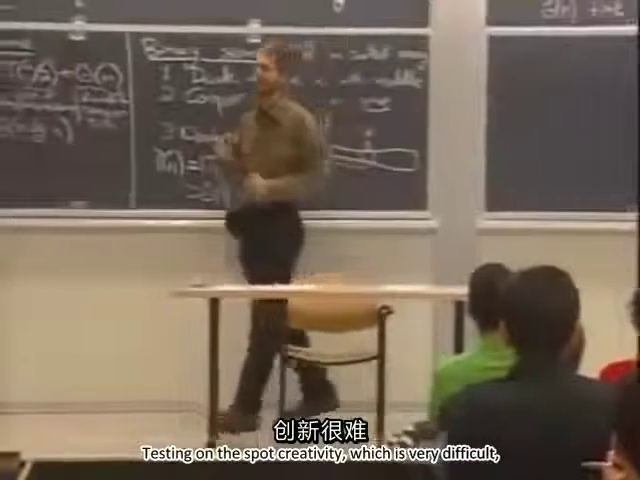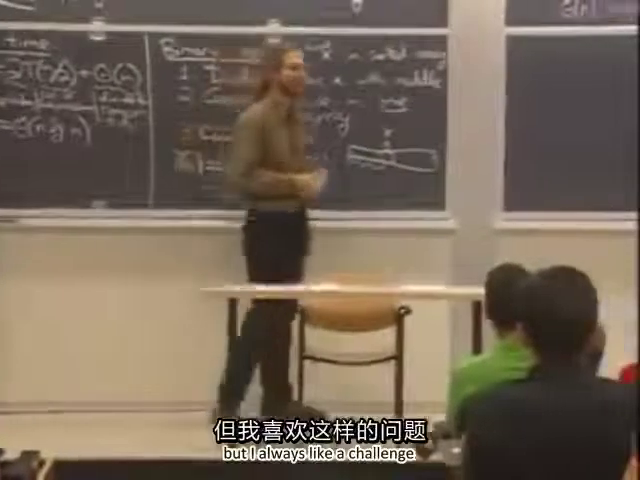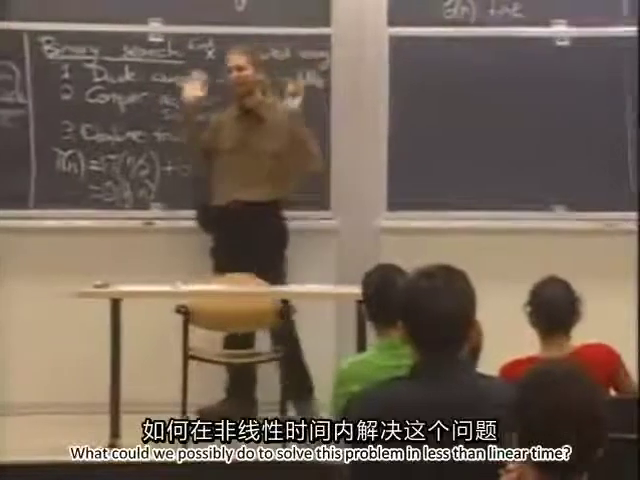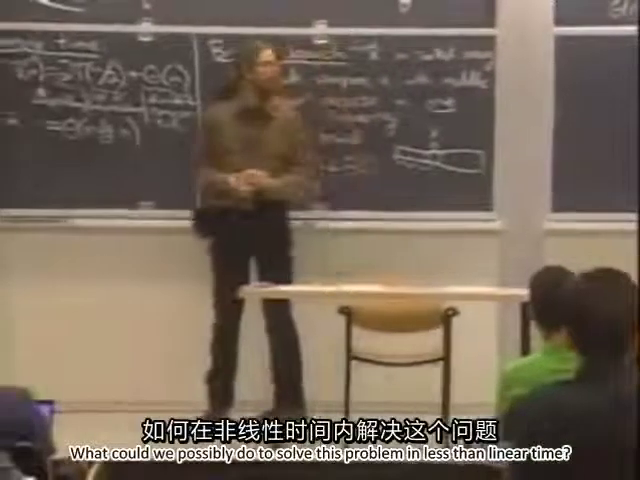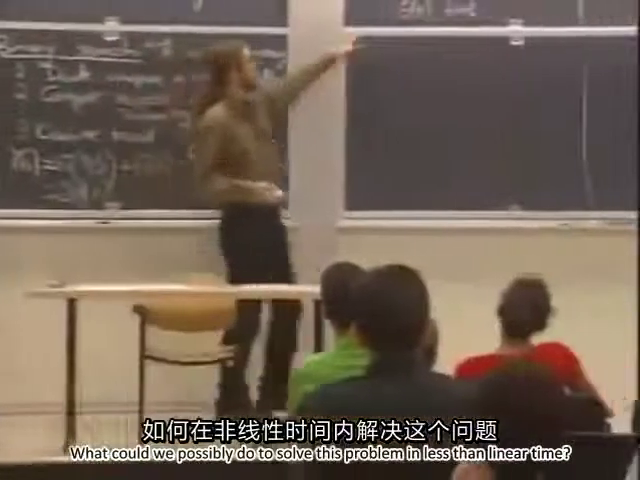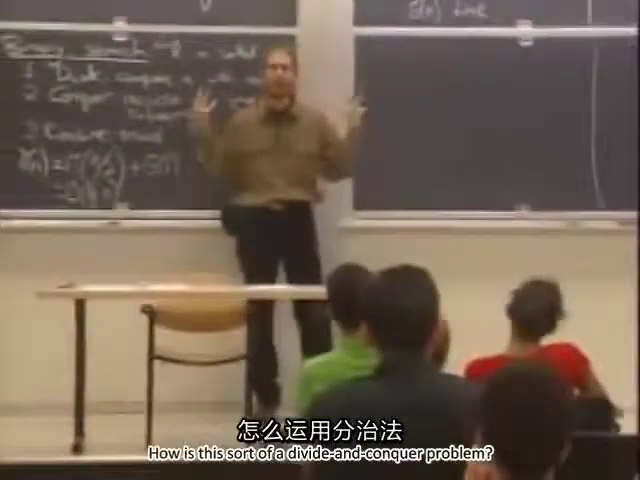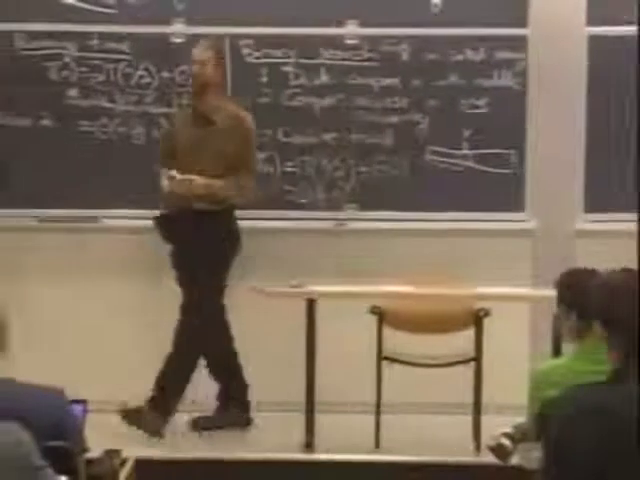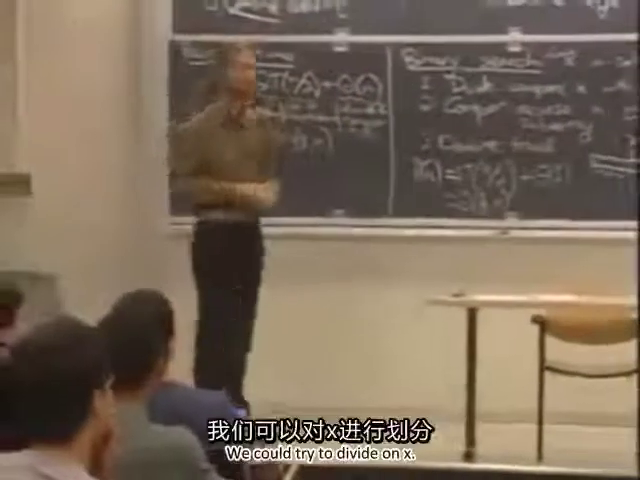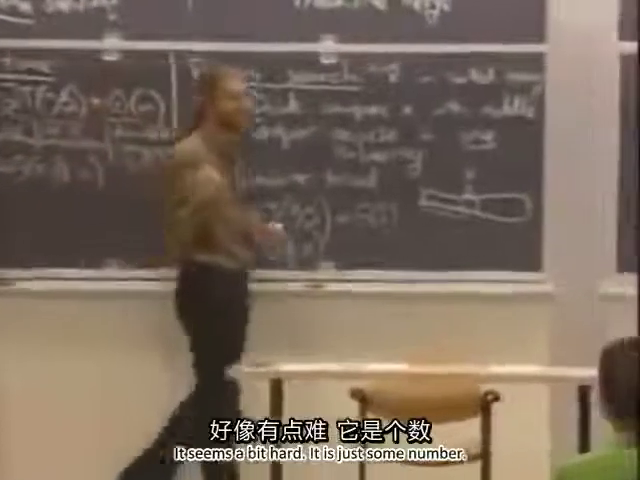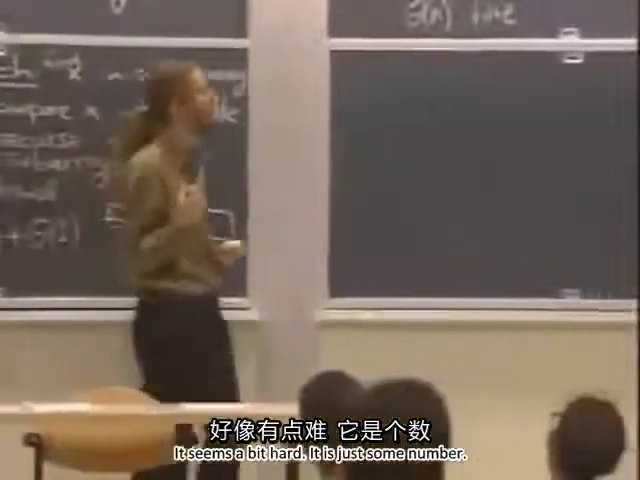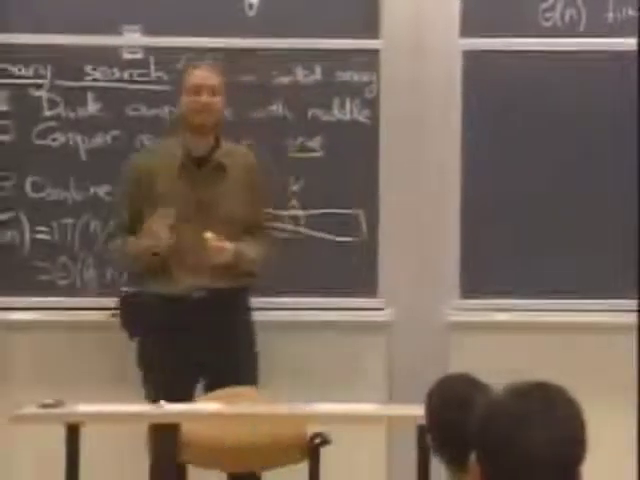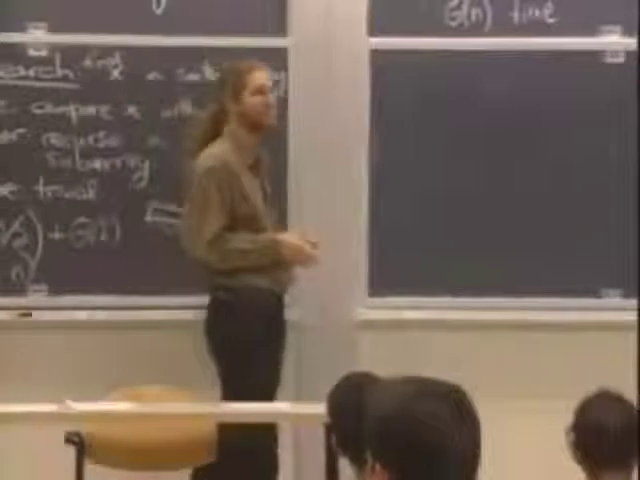Testing on-the-spot creativity, which is very difficult, but I always like a challenge. So, random ideas. What could we possibly do to solve this problem in less than linear time? How is this sort of a divide and conquer problem? We have two inputs, x and n. So we could try to divide on x. Seems a bit hard, it's just some number. Or we could try to divide on n. Any guesses?